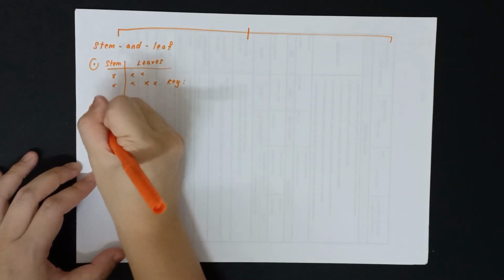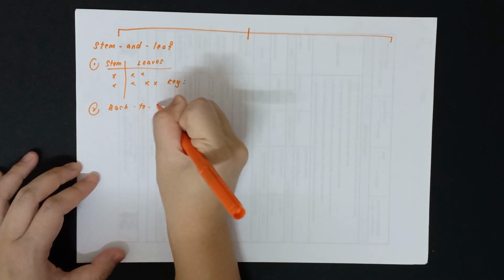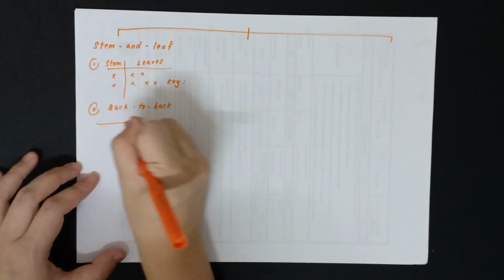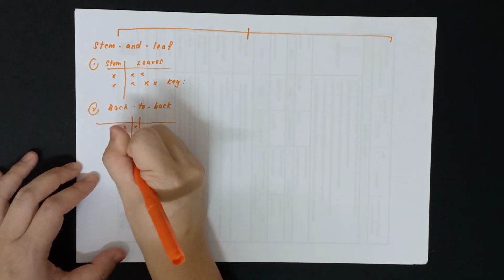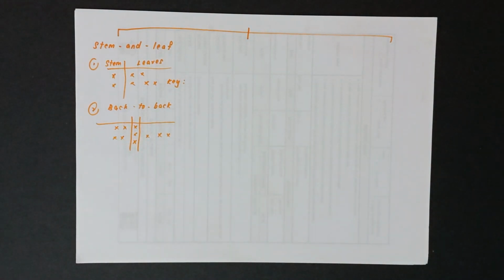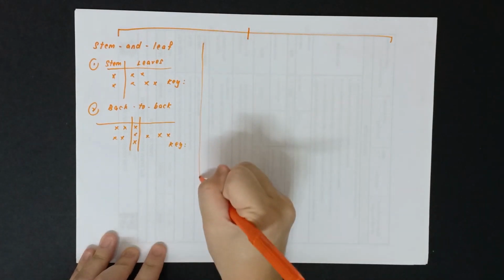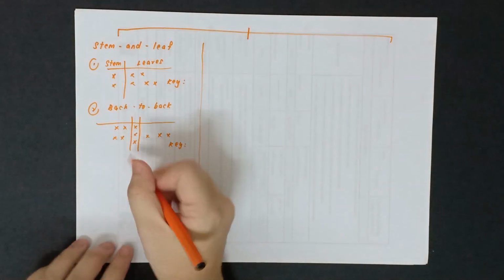Then after that, the second one, you have a back-to-back one. For the back-to-back one, normally you are trying to compare two categories of data, so you have something like this. The same thing, you will be writing in the middle, then after that you write it out. So it will be something like this. The same thing, you need to write down your key as well. Then after that, for the second graphic representation, you have the box and whisker.